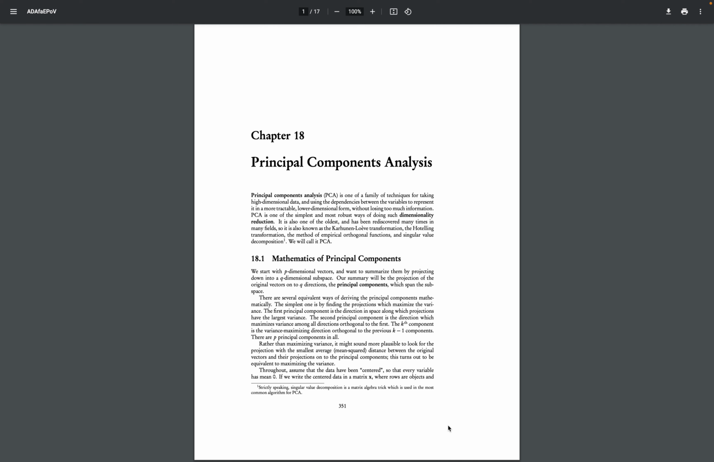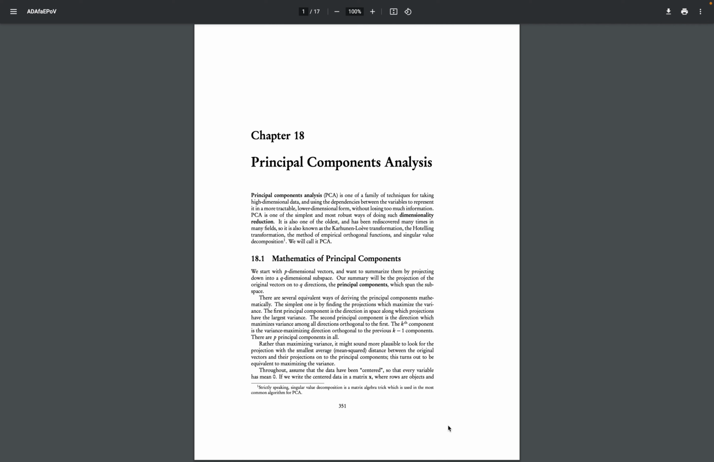Principal component analysis (PCA) is one of the family of techniques for taking high-dimensional data and using the dependencies between the variables to represent it in a more tractable, lower-dimensional form without losing too much information. Principal component analysis is one of the simplest and most robust ways of doing such dimensionality reduction.